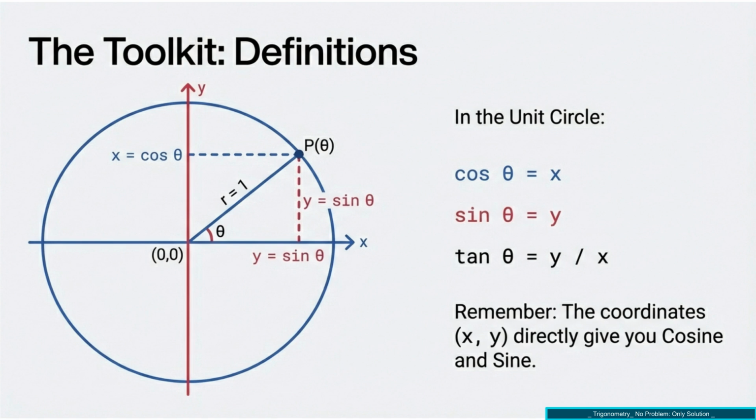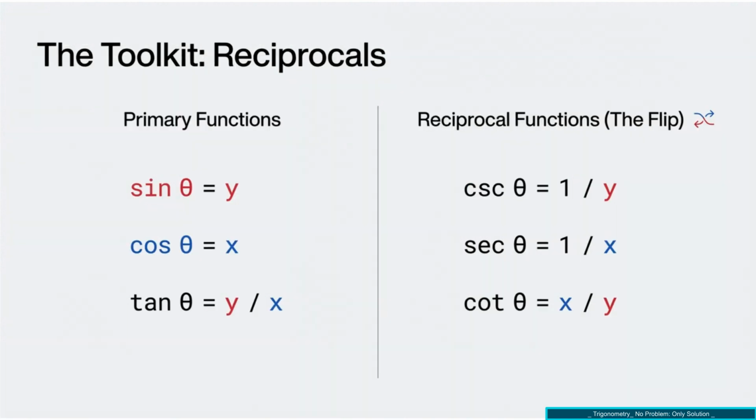Our toolkit starts with definitions in the unit circle. Cosine of theta equals x, sine of theta equals y, and tangent of theta equals y over x. The coordinates x, y directly give you cosine and sine. Next, we have the reciprocal functions. Cosecant is the reciprocal of sine, secant is the reciprocal of cosine, and cotangent is the reciprocal of tangent. It is simply the flip of the primary function ratios.